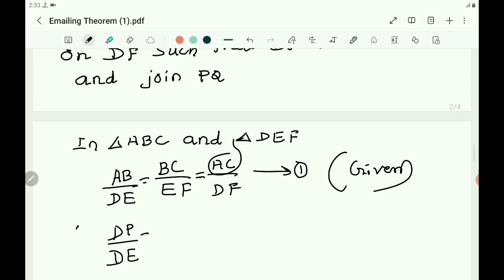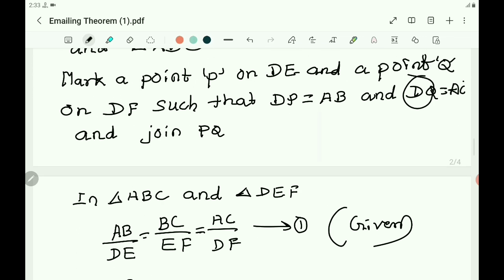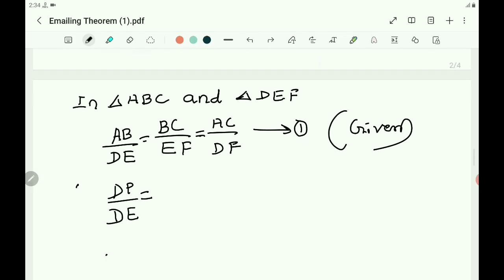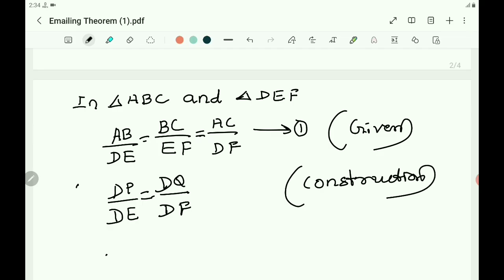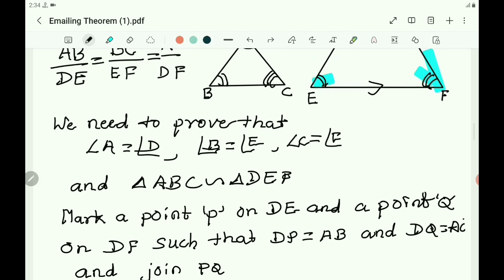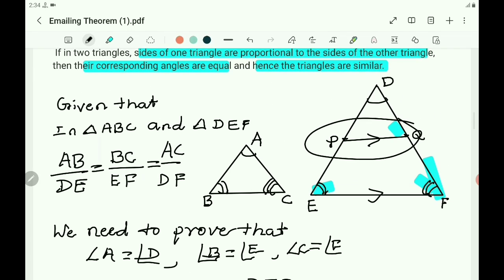Equals, in the place of AC, let us write DQ by DF. The reason: construction. According to the construction, you can write that. Here AB is replaced by DP and AC is replaced by DQ, and these two ratios are enough to prove that PQ is parallel to EF.